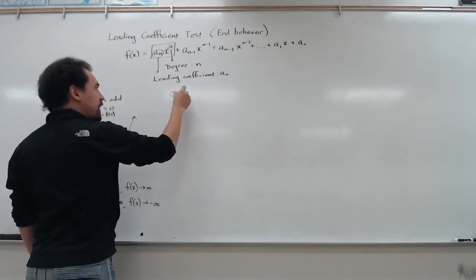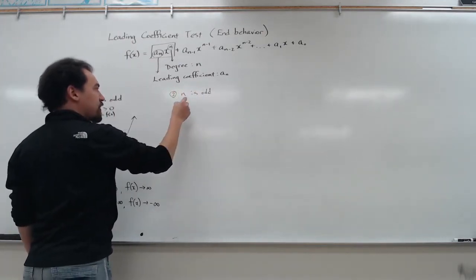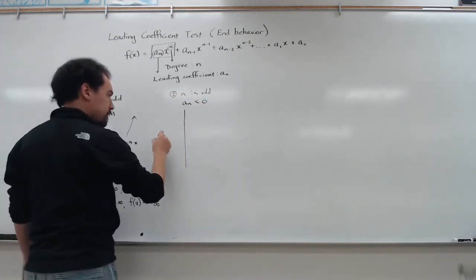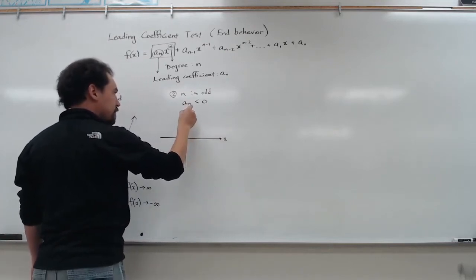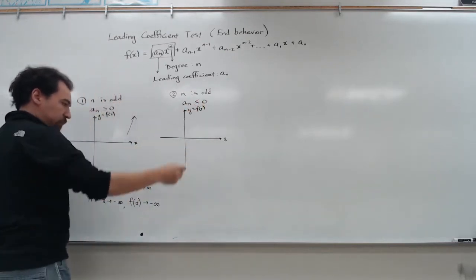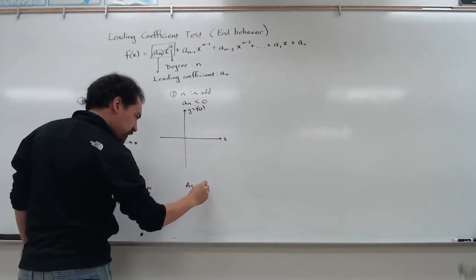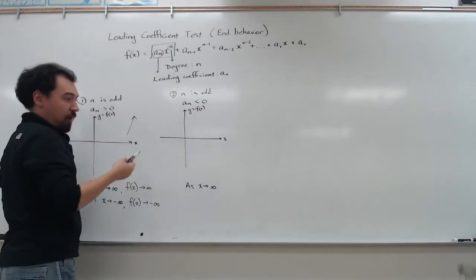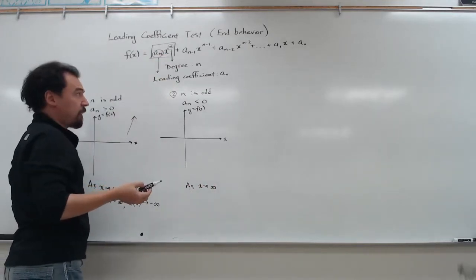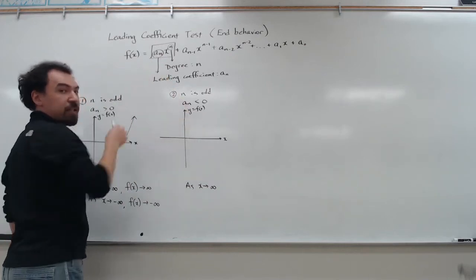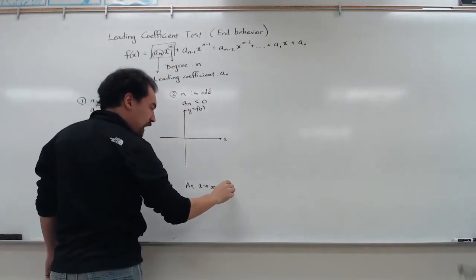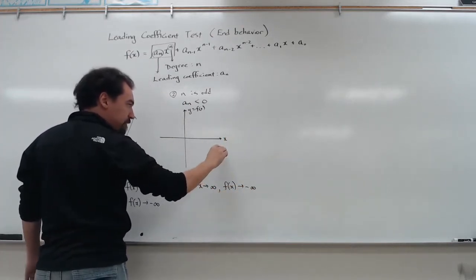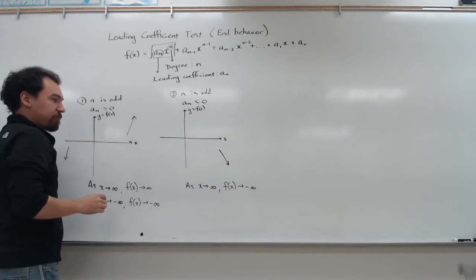Case number 2, n is odd, but what changes is that the leading coefficient this time is negative. So as we go toward the right, as x approaches infinity, I have a positive number to an odd power. That's still positive, a very big positive number. But then I'm going to multiply by a negative number. So as a result, I'm going to get a very negative number. So as x goes to the right, y becomes very negative. I'm going to go down in that direction.